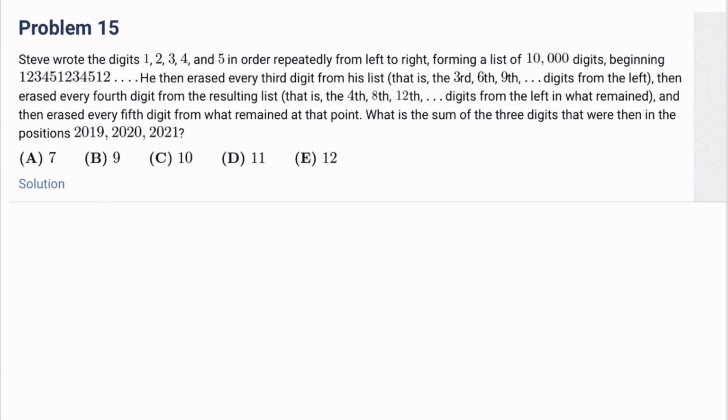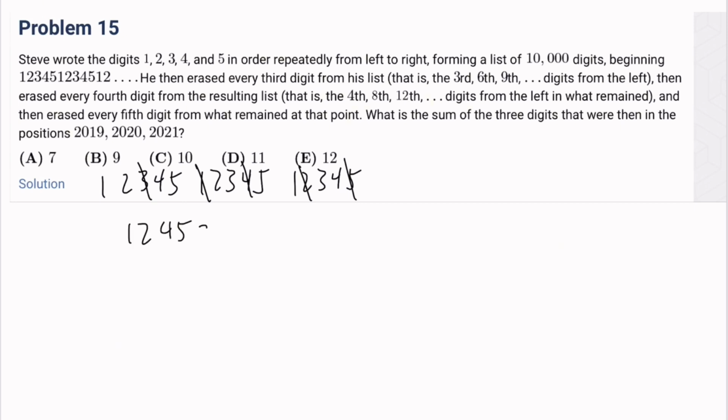Okay, so first of all, the digits started with 1, 2, 3, 4, 5, 1, 2, 3, 4, 5, like that, right? And then he erased every third digit. So that means we have 1, 2, 4, 5, 2, 3, 5, 1, 3, 4 left over. But for this next step, this number sequence repeats, right?